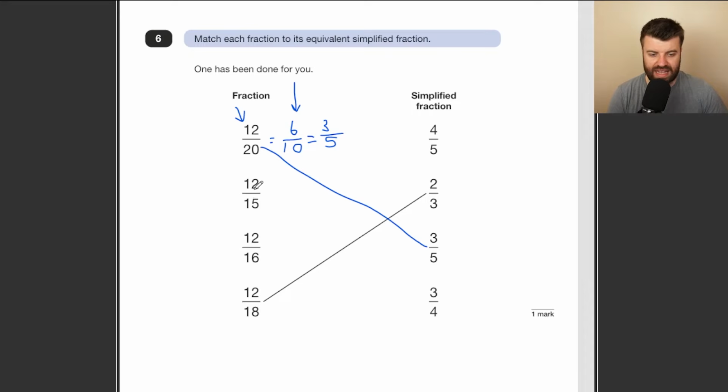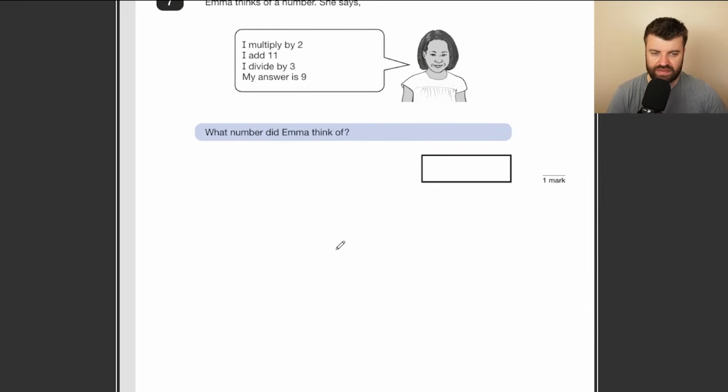12 over 15. Okay, I can see these both go into 3. So I'm going to divide by 3. I'm going to get 4 over 5. Again, luckily for me, that's up the top. And then there's only one left, 12 over 16, which if we divide both by 4, we get 3 over 4.